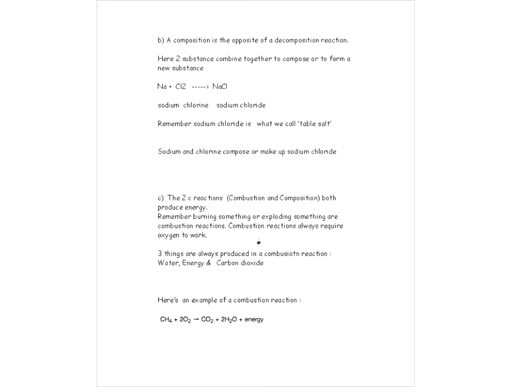Now, another important thing to remember about combustion reactions, they always require oxygen to work. You can't burn something without oxygen, right? Now, there's always three things that are produced in a combustion reaction, and that's water, energy, and carbon dioxide. So if you look at this example of a combustion reaction, you can see again that oxygen is needed, and you can see again that carbon dioxide, water, and energy are the three things that are being produced.